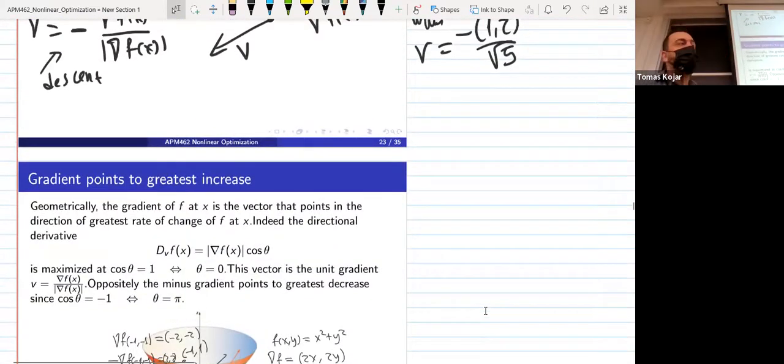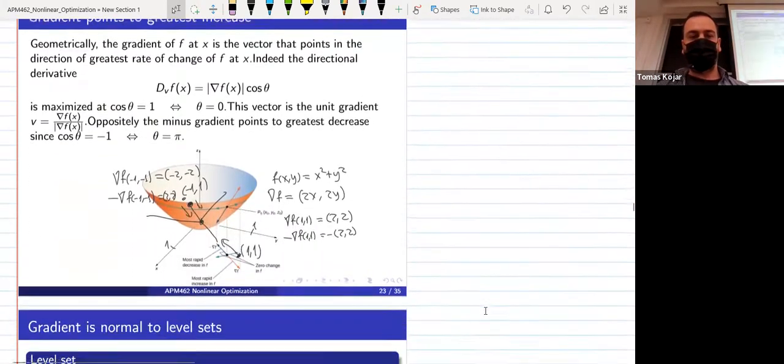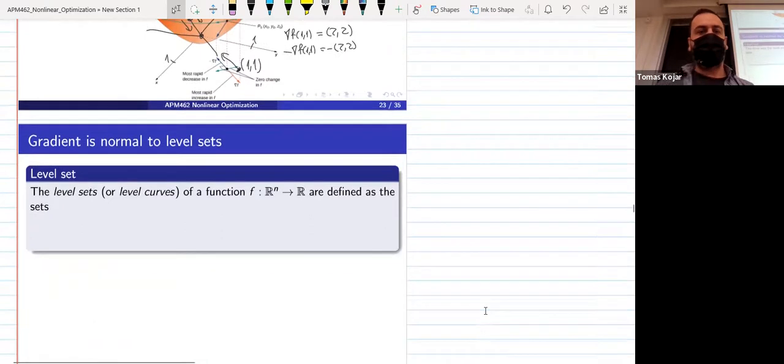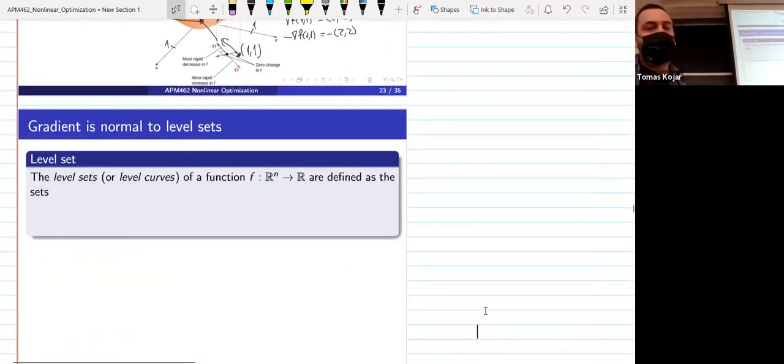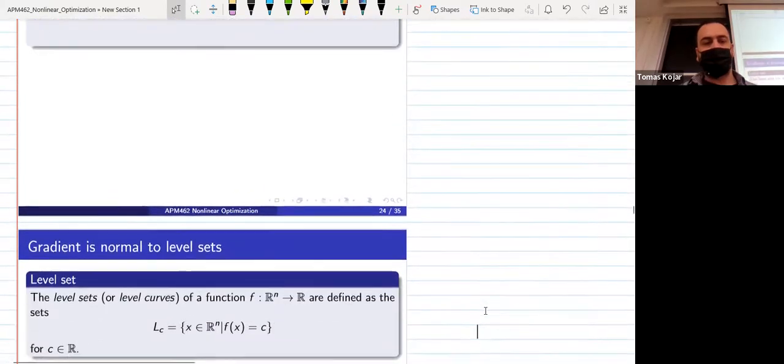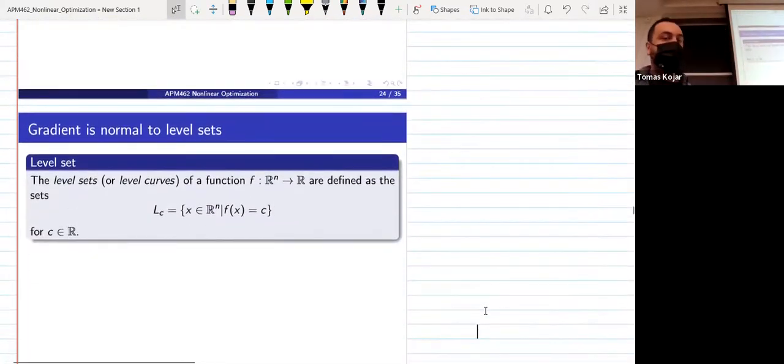So yeah, that's why this is the heart of this course. The gradient points to the greatest increase and minus the gradient to the greatest decrease. All right. Another amazing fact is that it's normal, namely orthogonal, to level sets. So what's a level set? These are the places where your function is constant.